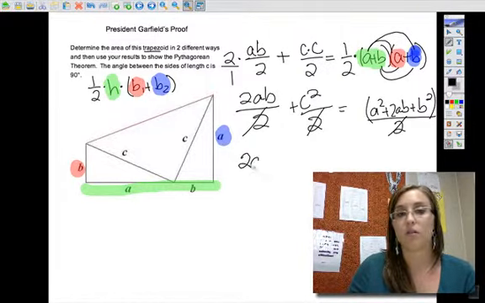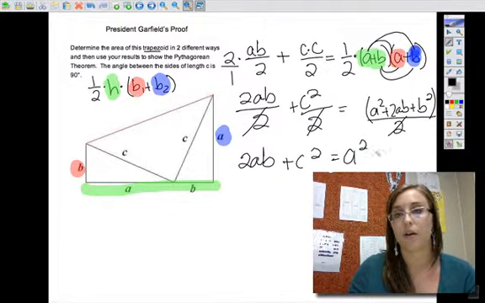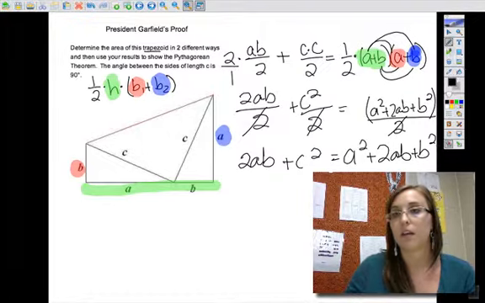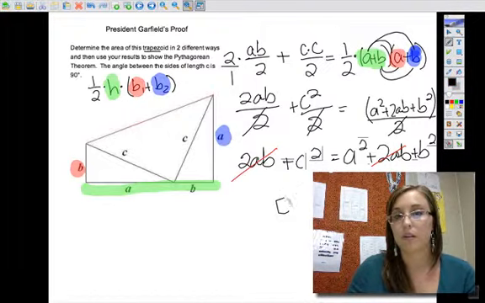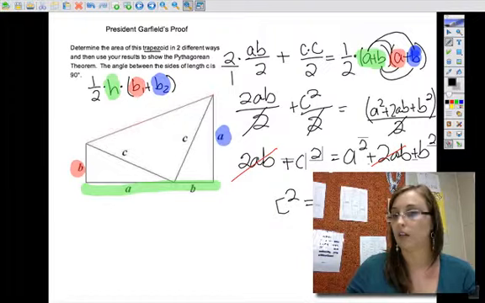So we're going to be left with 2ab plus c squared equals a squared plus 2ab plus b squared. Same thing again. The 2ab is going to cancel out on both sides, and I will be left with c squared equals a squared plus b squared. All right?